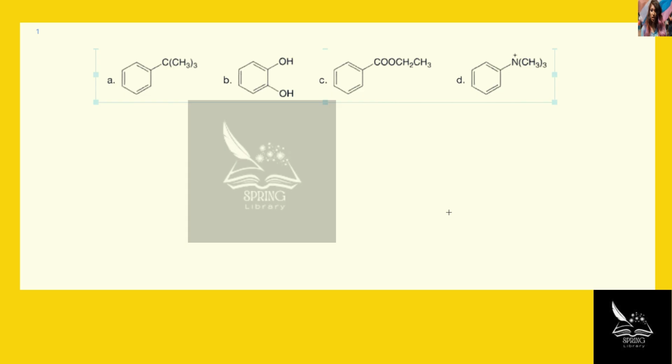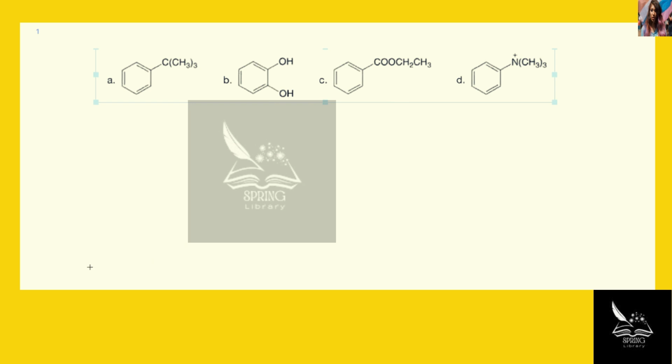Hello everyone, today we're doing chapter 18, problem 16, and this problem asks us to label each compound as more or less reactive than benzene in electrophilic aromatic substitution. So what we know about electron donating groups is that they make your benzene ring more reactive in electrophilic aromatic substitution, while electron withdrawing groups make your benzene less reactive in electrophilic aromatic substitution.